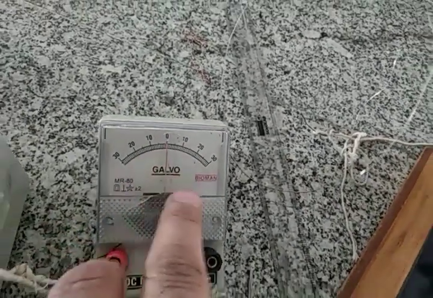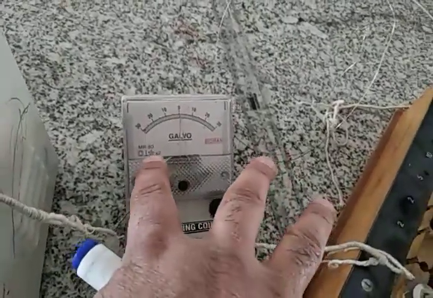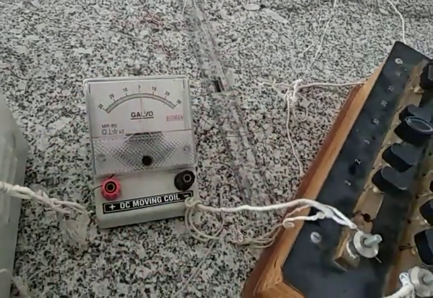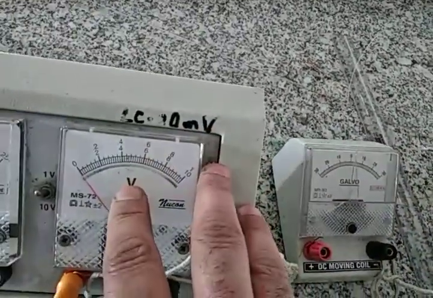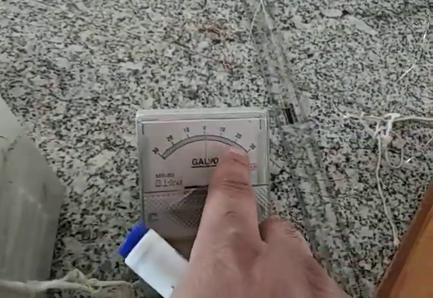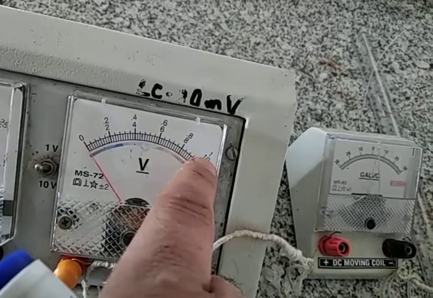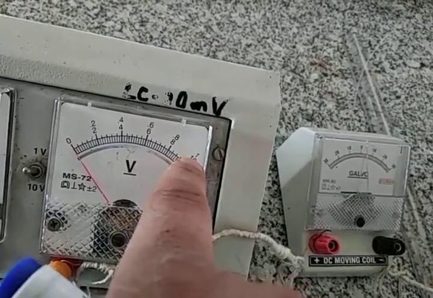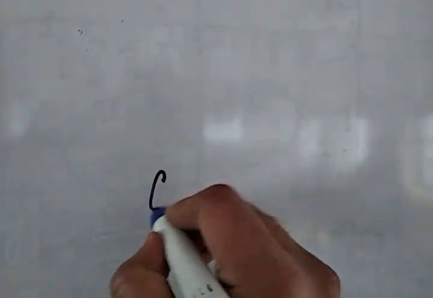That's simple. If I'm claiming that this voltmeter is the same as this voltmeter, then the full scale deflection, that is 30 divisions, would correspond to a full scale deflection of this voltmeter. That would be 1 volt. So that means I could use a conversion factor.